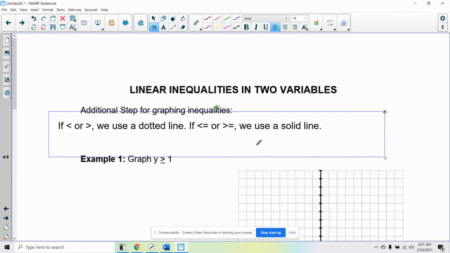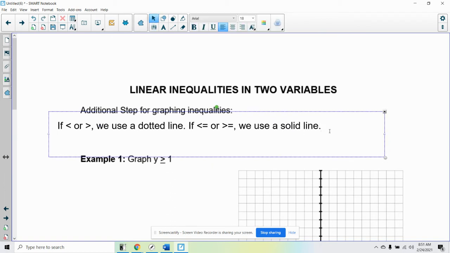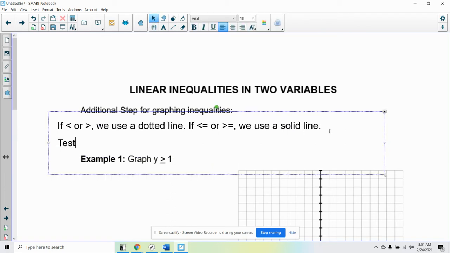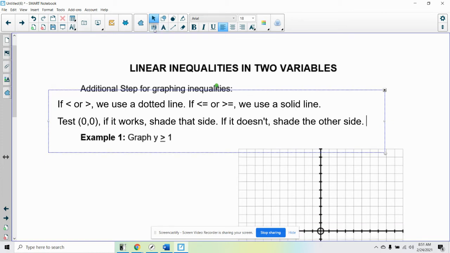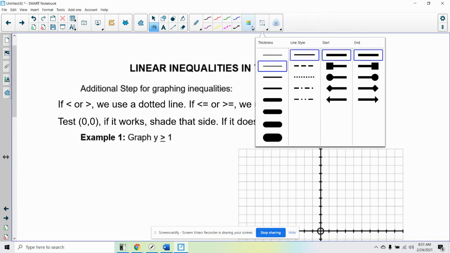So once we've established what our boundary is, we're going to use (0, 0) as a test point. So we're going to say test the coordinate (0, 0). If it works, shade that side. If it doesn't, shade the other side. I'll show you what I mean in just a second. But here we have a very, very simple example.